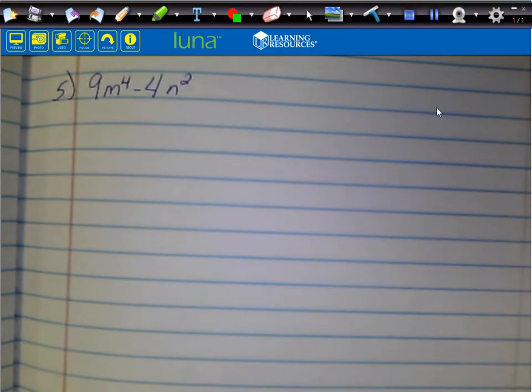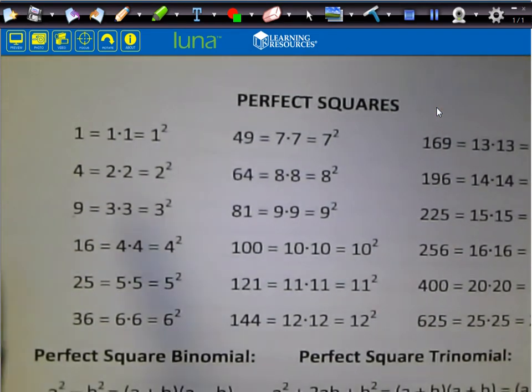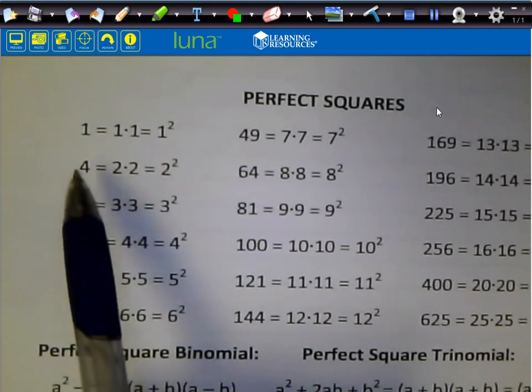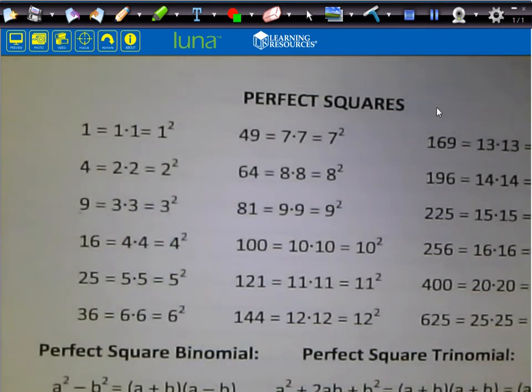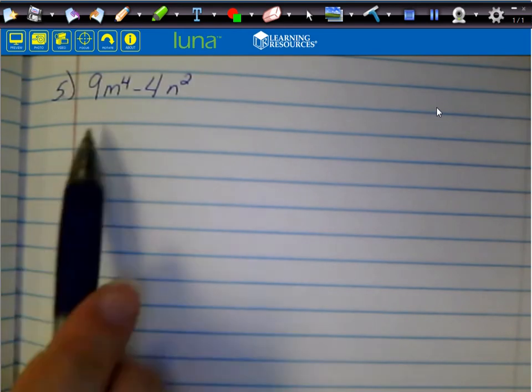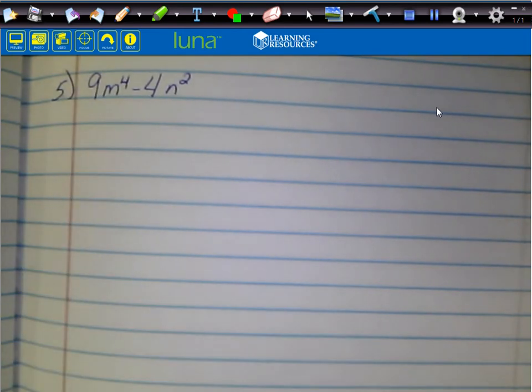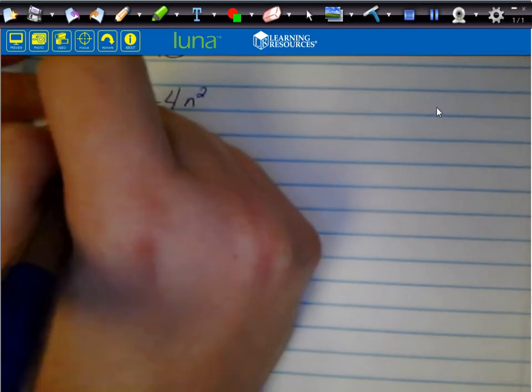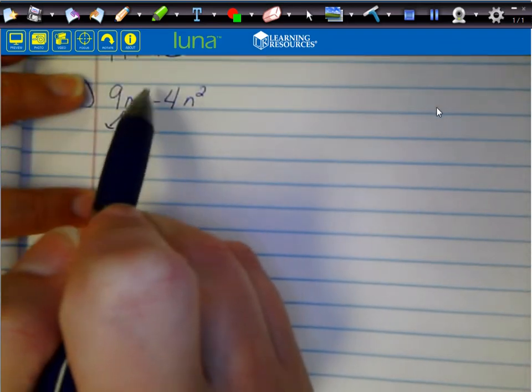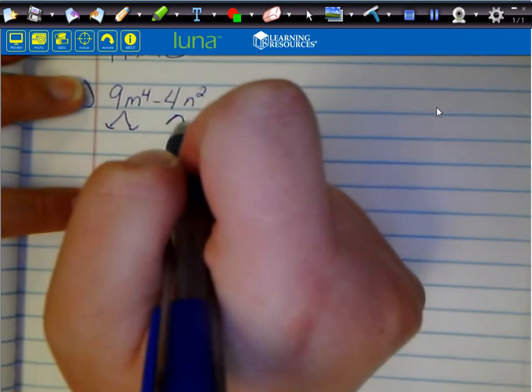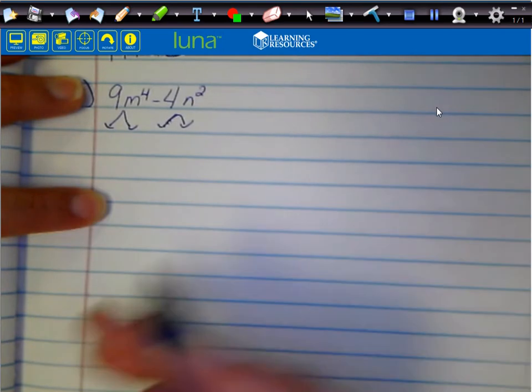So now I need to look, since it's a binomial, meaning two terms, to see whether it's the difference of perfect squares. So I have 9 and 4. If I check my little prime factor sheet, 4 and 9 are both on here as perfect squares. 4 is 2 times 2, and 9 is 3 times 3. Also, m to the 4th is still a perfect square because it can be split up into m squared and m squared. And then n squared can be split up into n and n. So I'm going to split these up. Also check to make sure it's got that minus sign in the middle, and it does, so I can do this. Again, it has to have that minus sign.